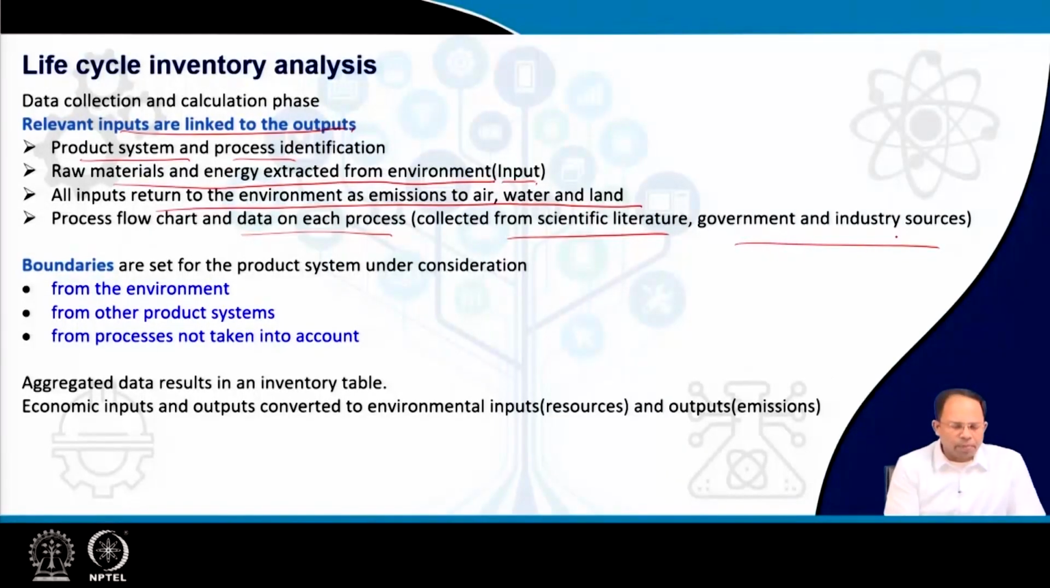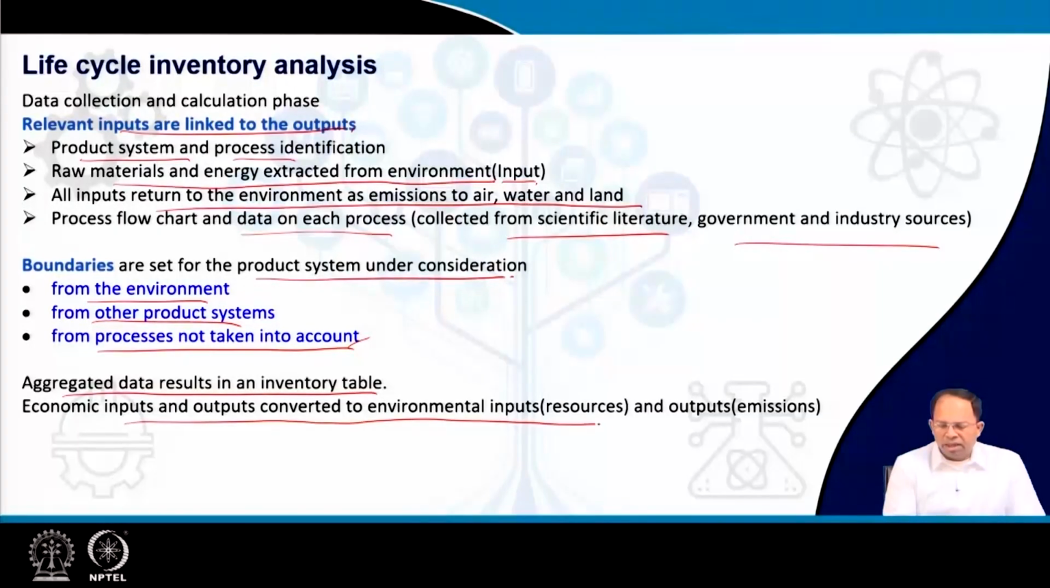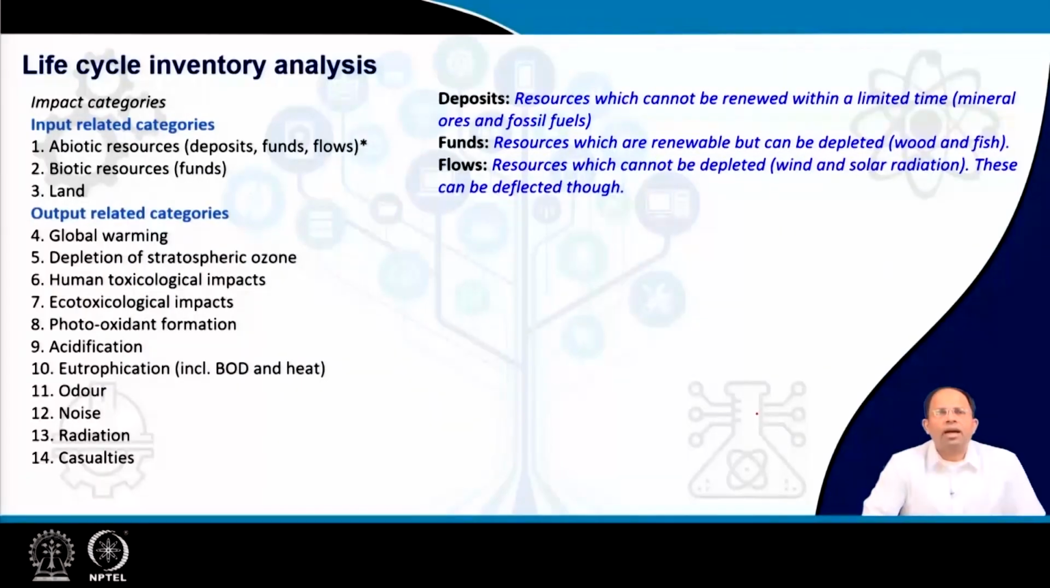We need to understand the overall process in detail to do this kind of input-output allocation, or to create these kinds of inventories. Boundaries are set for the product system under consideration, boundaries in terms of the environment from other product systems and for processes not taken into account. So, what processes we should not consider are immediately left out. The aggregated data results in an inventory table, and economic inputs and outputs are converted to environmental inputs, resources and outputs, emissions. I will show you some examples. These are some of the different input related categories and the output related categories.